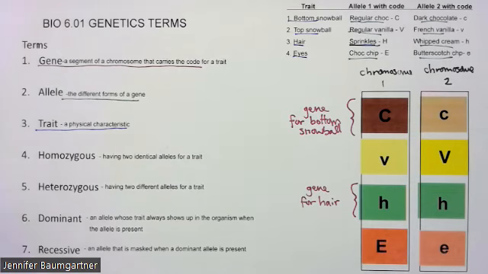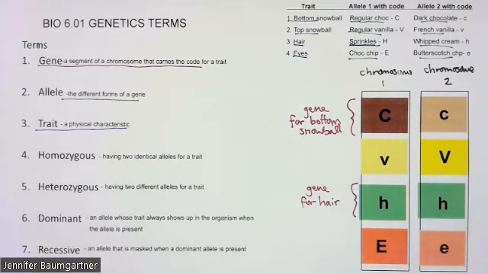And what we see is that depending on the combination of genes that we have, we will get one or the other trait. Now, we're going to see later this can be a little bit more complicated than what we're talking about here, but you always start off with the simplest form.